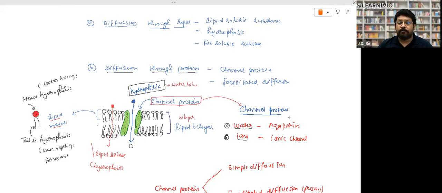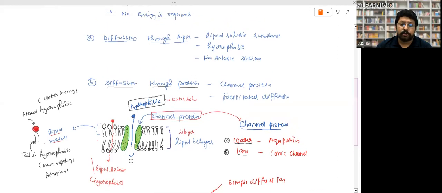Channel protein can be of two types. If they transport water, they are called aquaporin. If they transport ion, they are called ion channel, right? So there are two kinds of channel protein. This thing you need to understand, right? The most frequently asked questions are from this part, right? Now, what will happen to all these substances? So this is the composition.